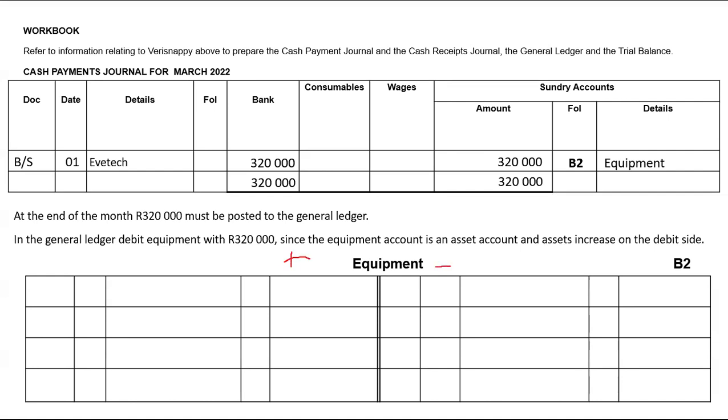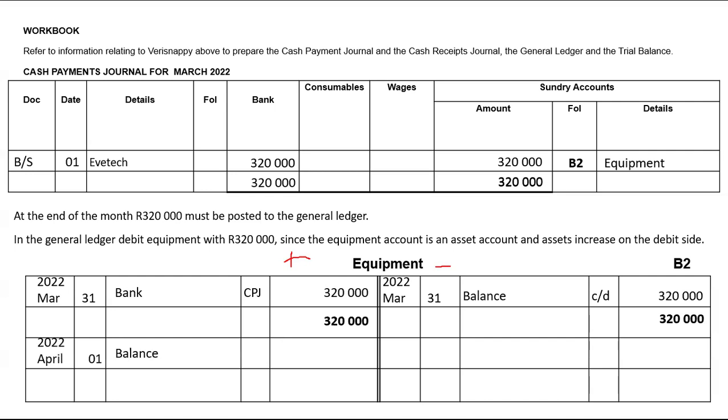We will start with 2022 March 31, bank, CPJ, and the amount will be 320,000. Then you balance it off, find your balance carry down, which is 320,000. Done.